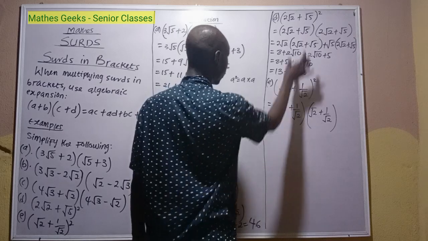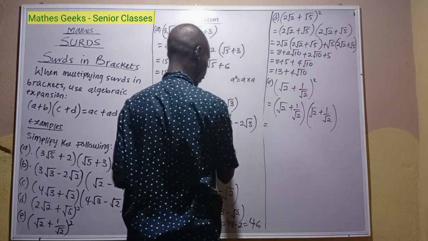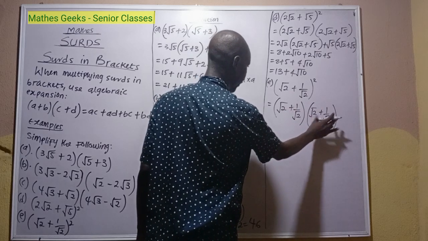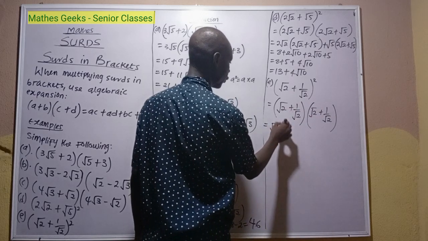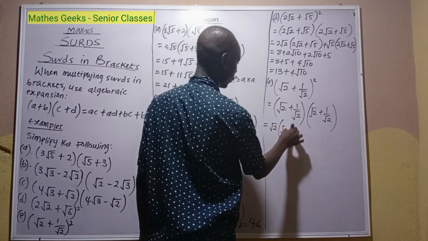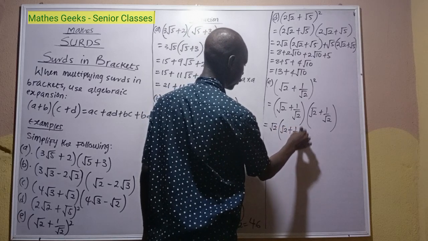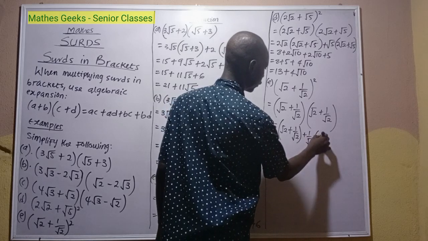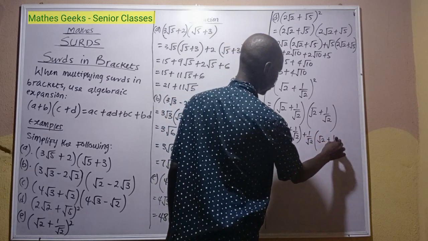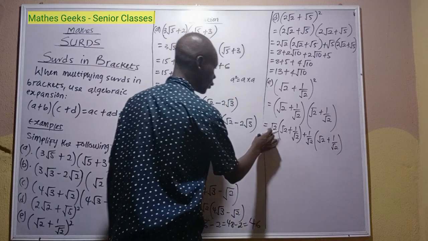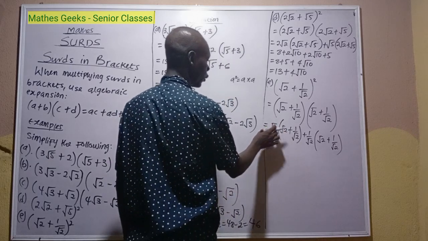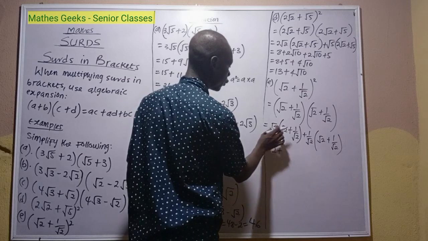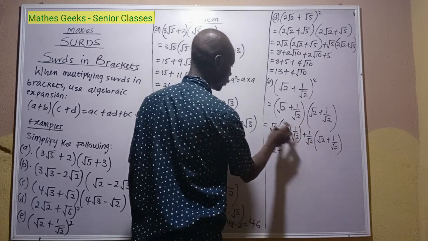And of course, I'm going to simplify it as we have been doing. The first term in the first bracket multiplies every term in the second bracket. So root 2 times root 2 will give us root 4, which is equal to 2, plus root 2 times 1 over root 2.